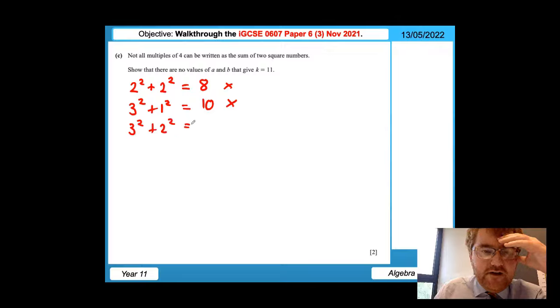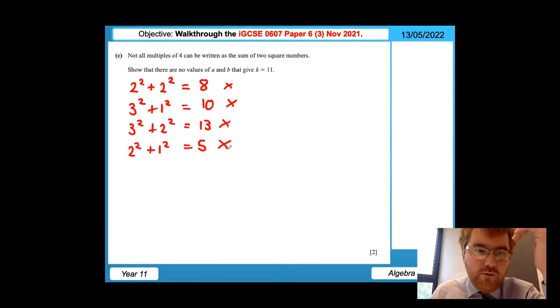Okay, that's going to give us 13. Again, that doesn't work. And as long as you're systematic here on working through the possibilities, notice this combination goes beyond 11. So there are not many other combinations to consider. We could try 2 squared plus 1 squared. That's equal to 5. That also doesn't work as well. So as long as you're systematic and show, okay, well 13, we can't go anything beyond.